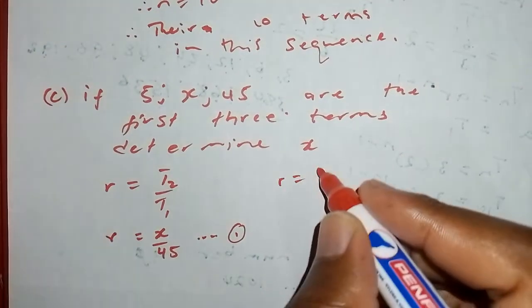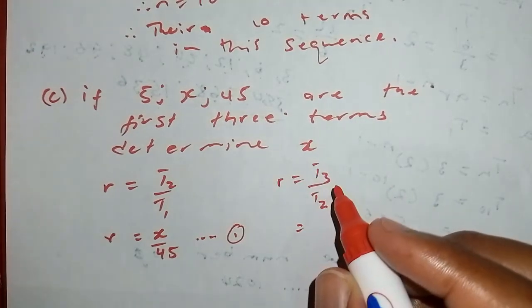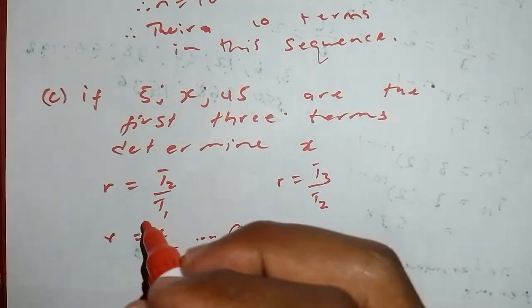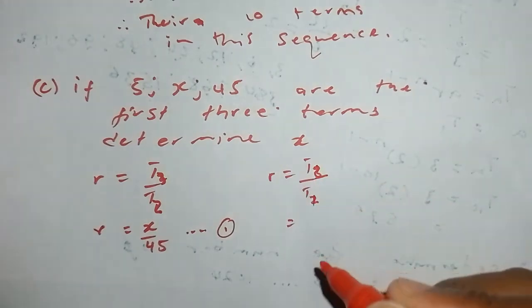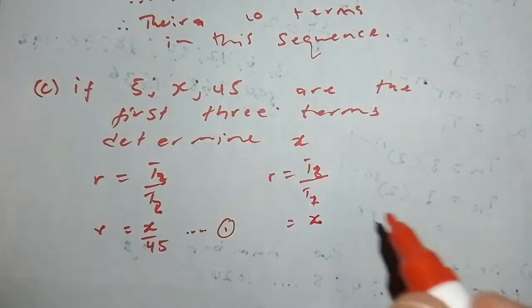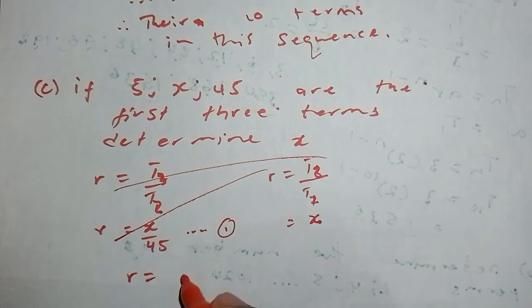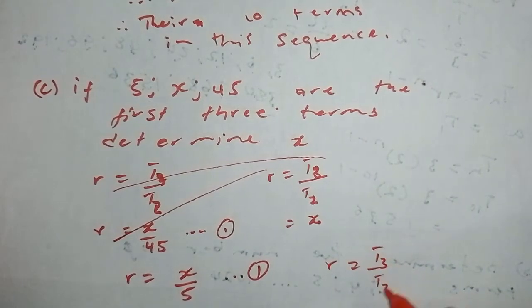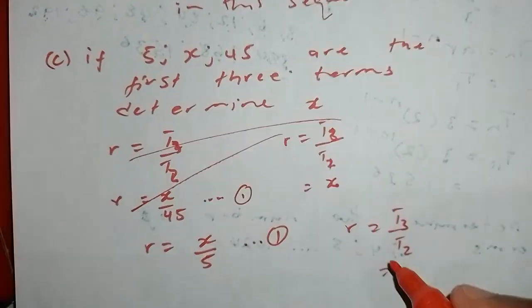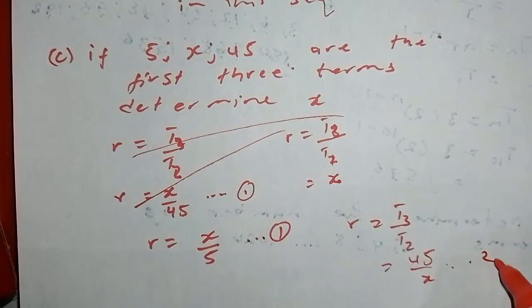Okay, r is equal to t3 over t2. What is my t3? What did I do? This is supposed to be t2 over t1, because I have x. Let me just cancel this and rewrite it in a correct way. It's supposed to be r is equal to x over 5. This is my first equation. Sorry about that. Second equation, r is equal to t3 over t2. What is my t3? T3 is 45. T2 is x, right? Now, this is my second equation.